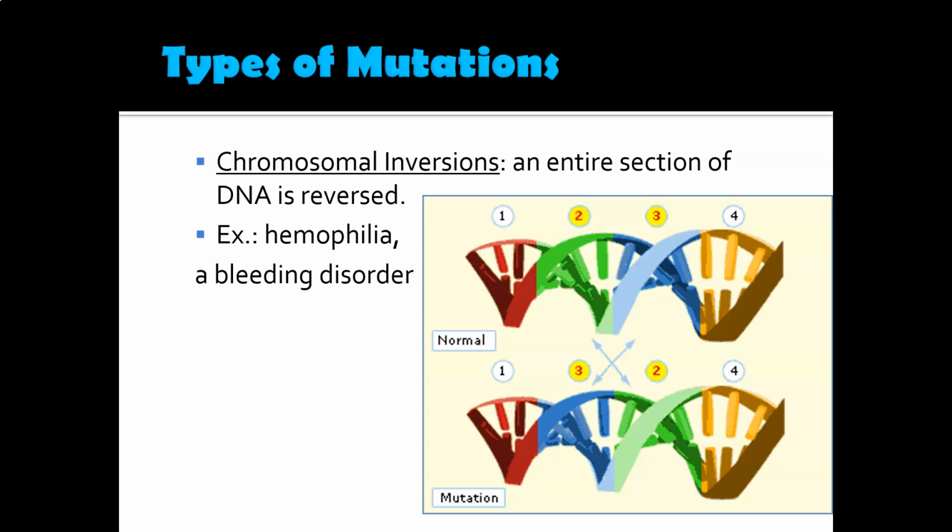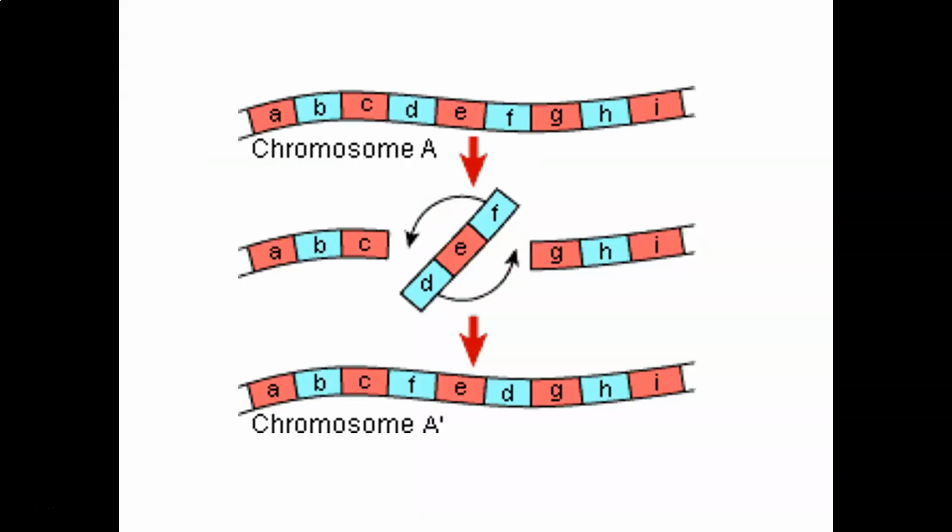So hemophilia is a bleeding disorder. Depending on how severe that type of hemophilia might be, something even as small as a paper cut can just bleed and bleed and bleed, and you're not making the clotting factors that stop that bleeding from occurring. Here's just another example if you like pictures. So here's what should have been the correct order of the alphabet. The inversion happened, and now I've got this middle section here reversed.